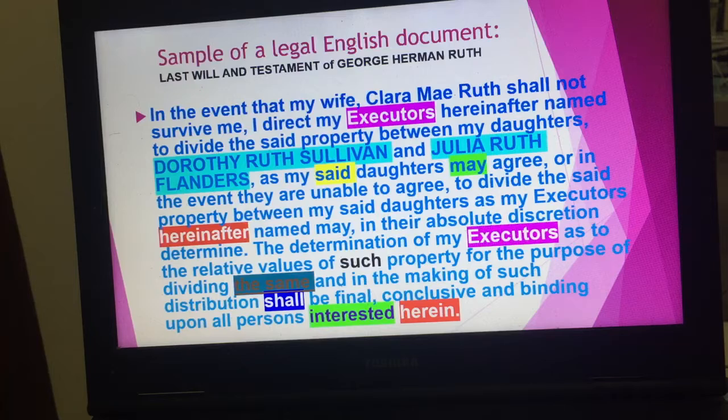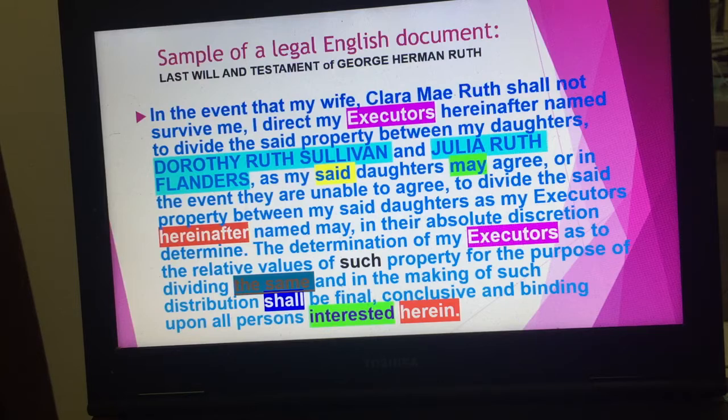There's two options. Then to divide the said property, the property I mentioned earlier, between my said two daughters as executors hereinafter named. They are actually dividing the property between my daughters and whoever the executor is going to be, and these daughters of mine, who are the executors herein named, whether they agree or don't agree, they will divide them, and they are the ones who will decide in their absolute discretion, determine the division of the property between themselves.